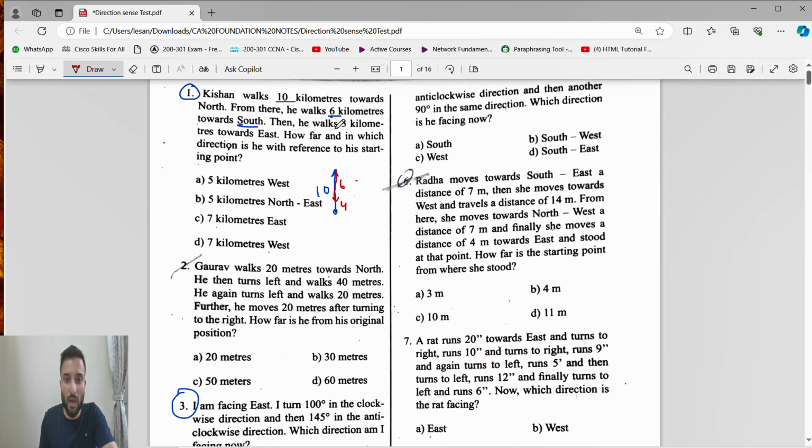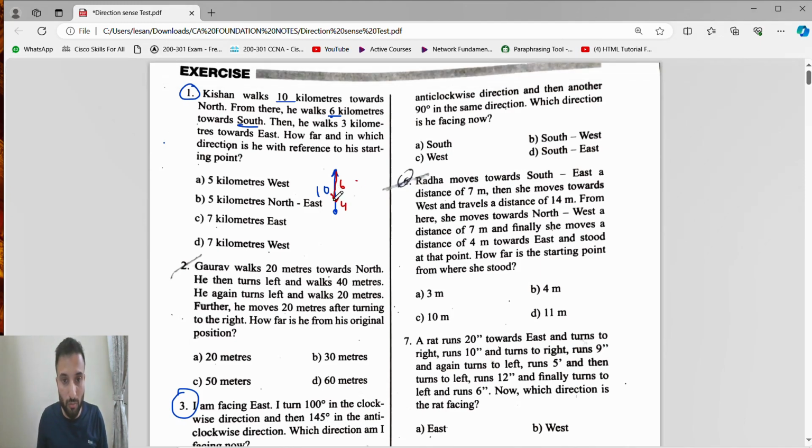Then they have told he walks 3 kilometers towards east. So east is, guys, which side? Don't think that he is facing down, so the right side is east. This is the thing I am saying: once you have started, the direction is fixed. He went up 10 kilometers north, then came down 6 kilometers to the south. East is which side? We have already started north, south, east, right? So this side is the east. So he will go 3 kilometers towards east.